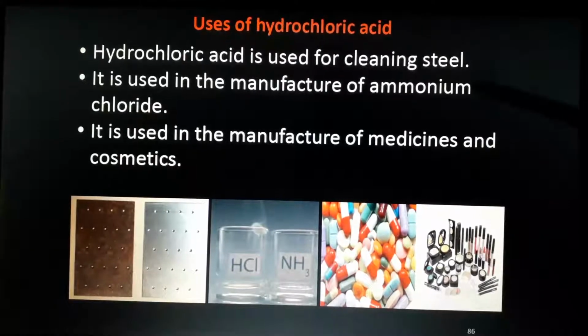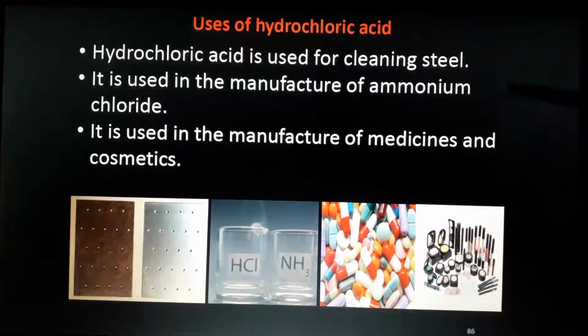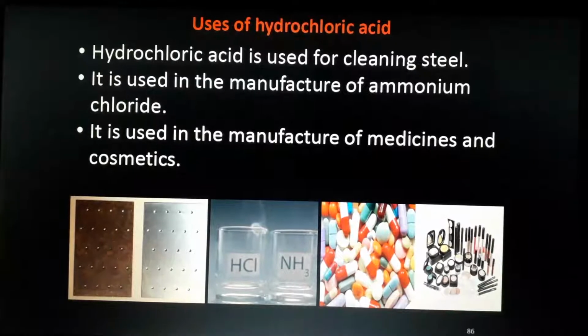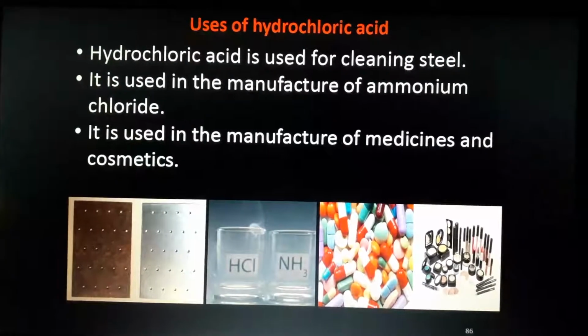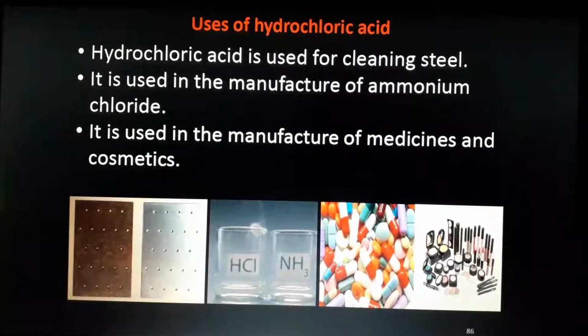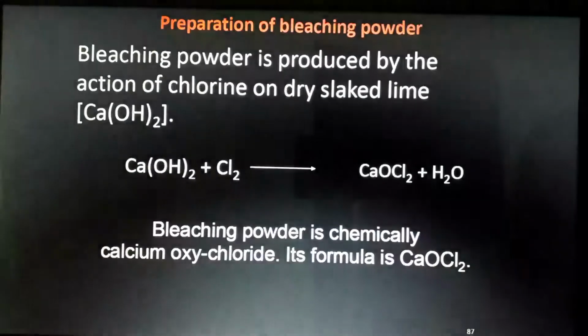Okay, you only study this one. How it is used, you don't need to study. That's applicable next level studying for higher classes, not for you. Okay, just study these sentences. Hydrochloric acid is used for cleaning steel. It is used in the manufacture of ammonium chloride. It is used in the manufacture of medicines and cosmetics.